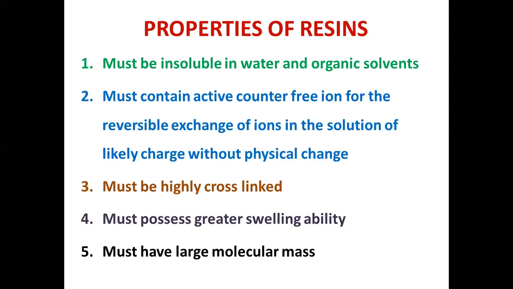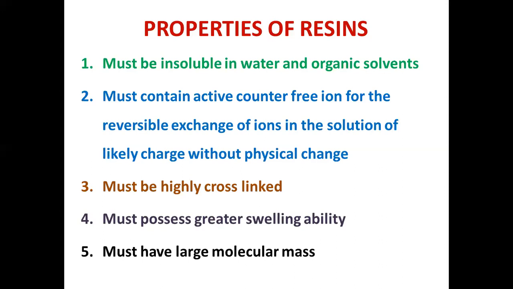It must contain active counter-free ions such as hydrogen ion, hydroxide ion, chloride ion, or some other cations or anions. And these ions must be reversibly exchanged. The reversible exchange process must be expected. If you exchange hydrogen ions for sodium ions, we must be able to convert the resin from the sodium form back to the hydrogen ion form again. The resin must contain active counter-free ions for the reversible exchange of ions in the solution without physical change. So physically, there should not be any change taking place.